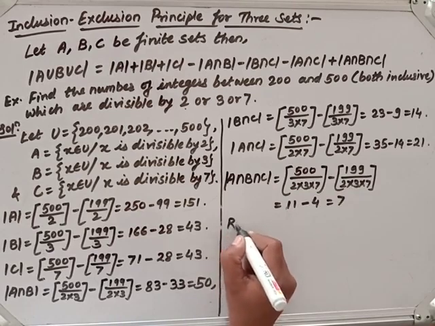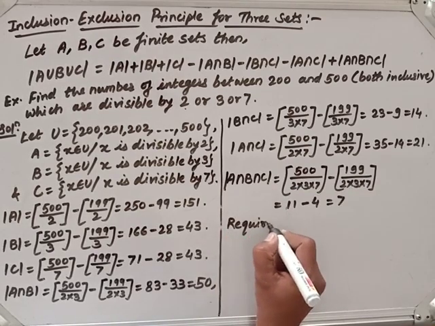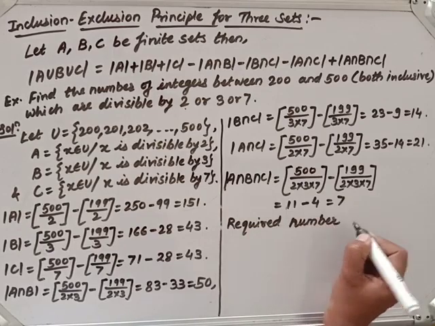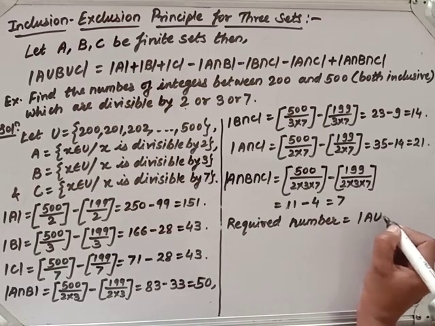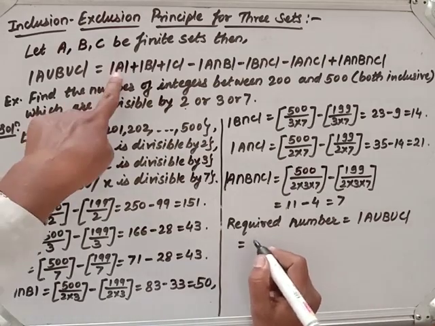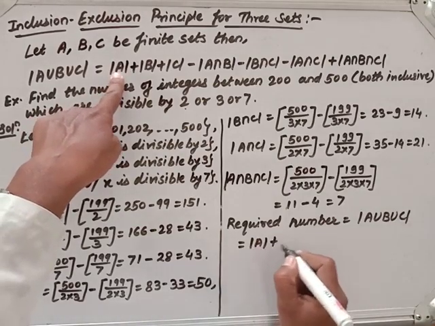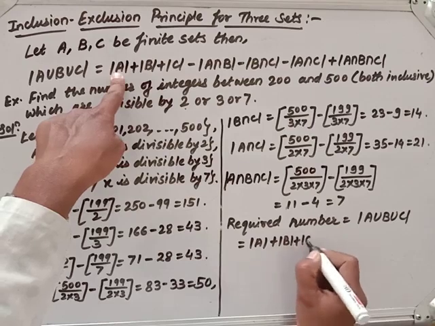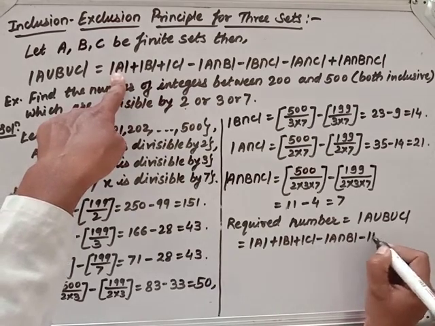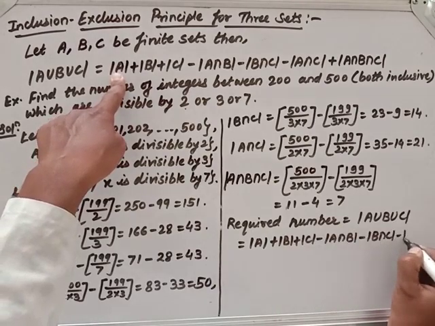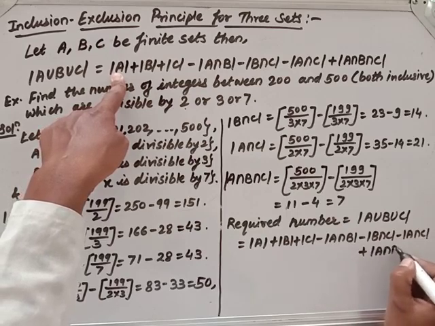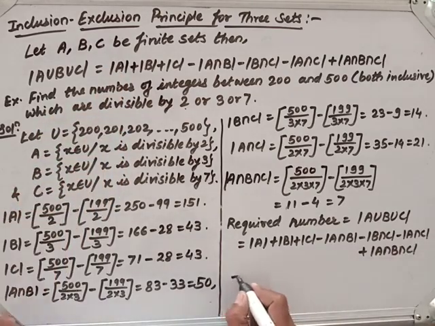Now the required number is the cardinality of A union B union C. So this inclusion principle we will use. The cardinality of A plus cardinality of B plus cardinality of C minus cardinality of A intersection B minus cardinality of B intersection C minus cardinality of A intersection C plus cardinality of A intersection B intersection C.